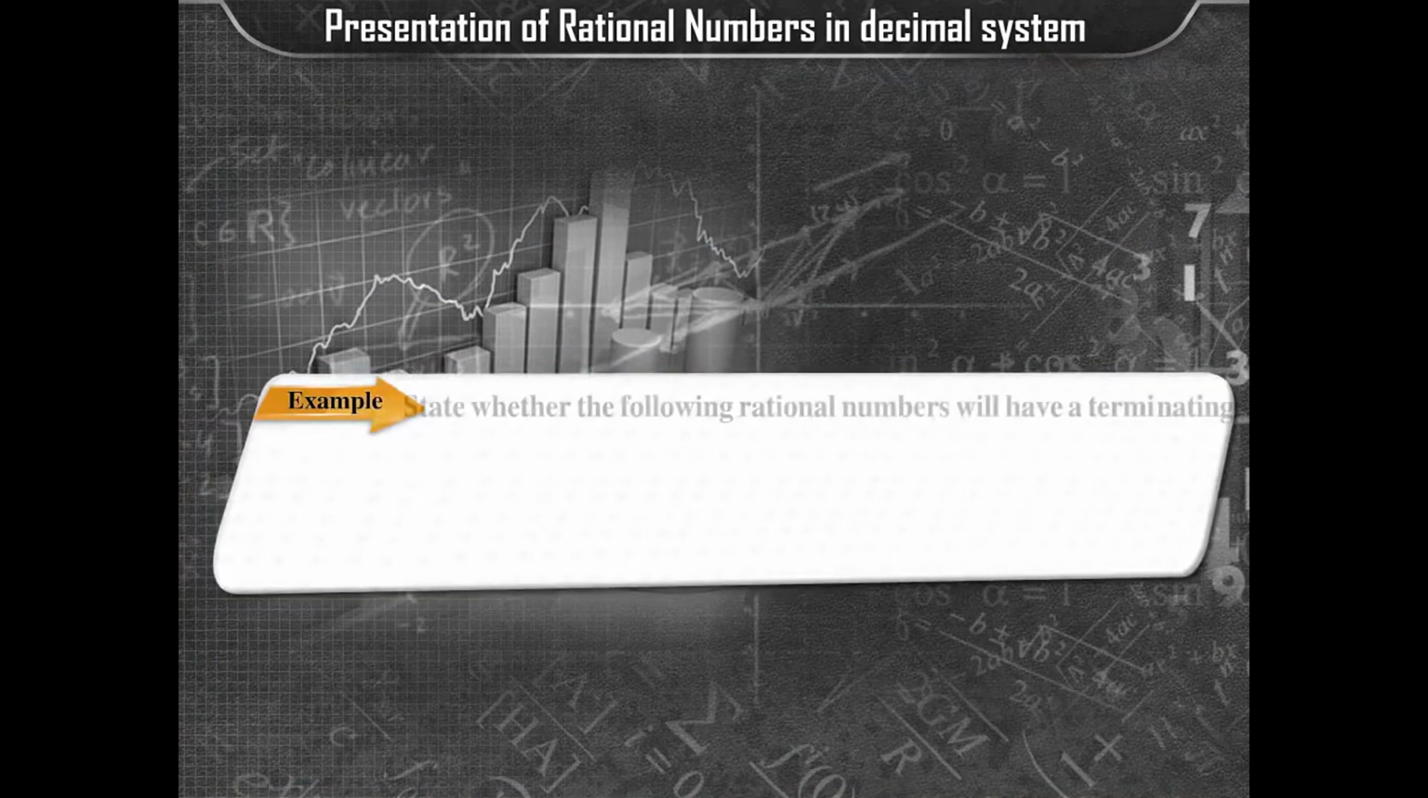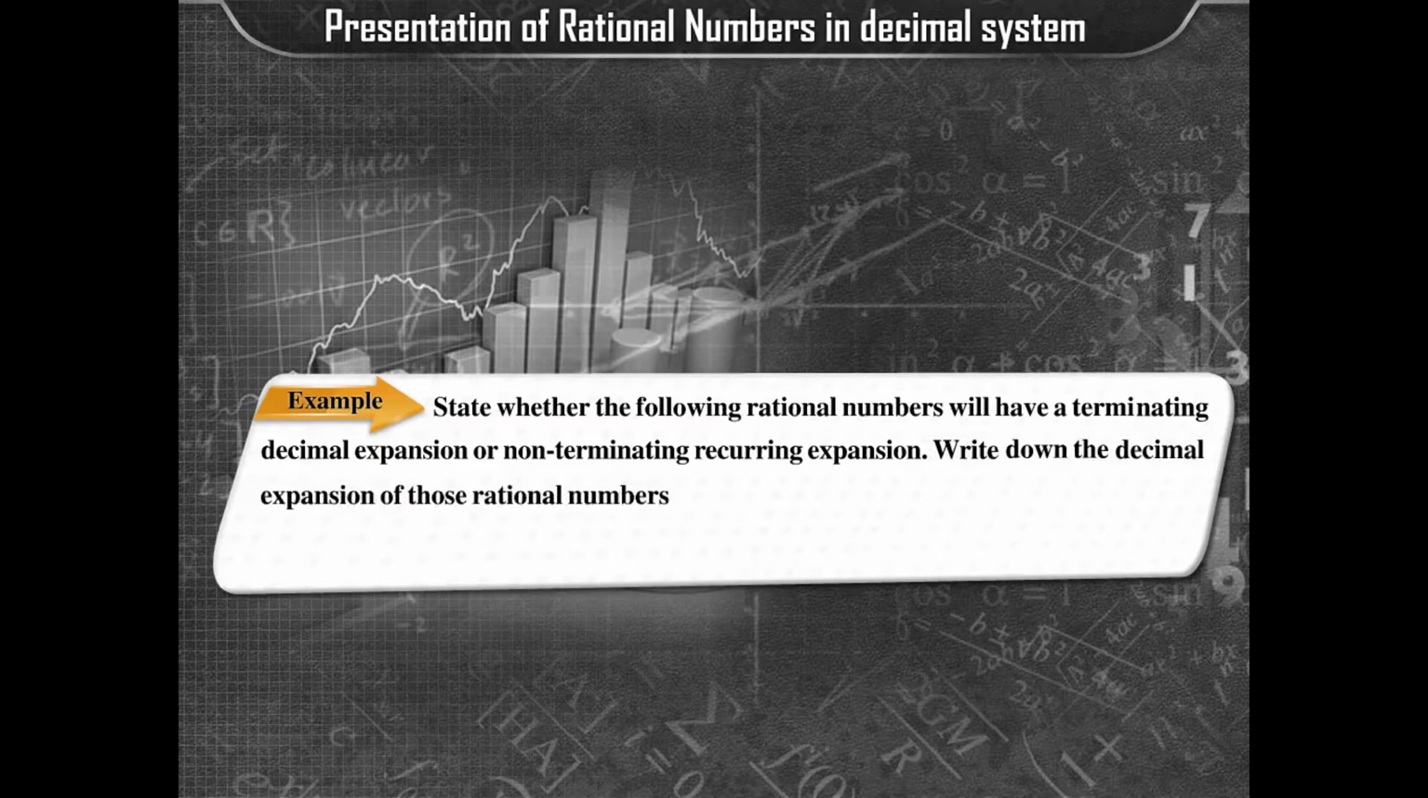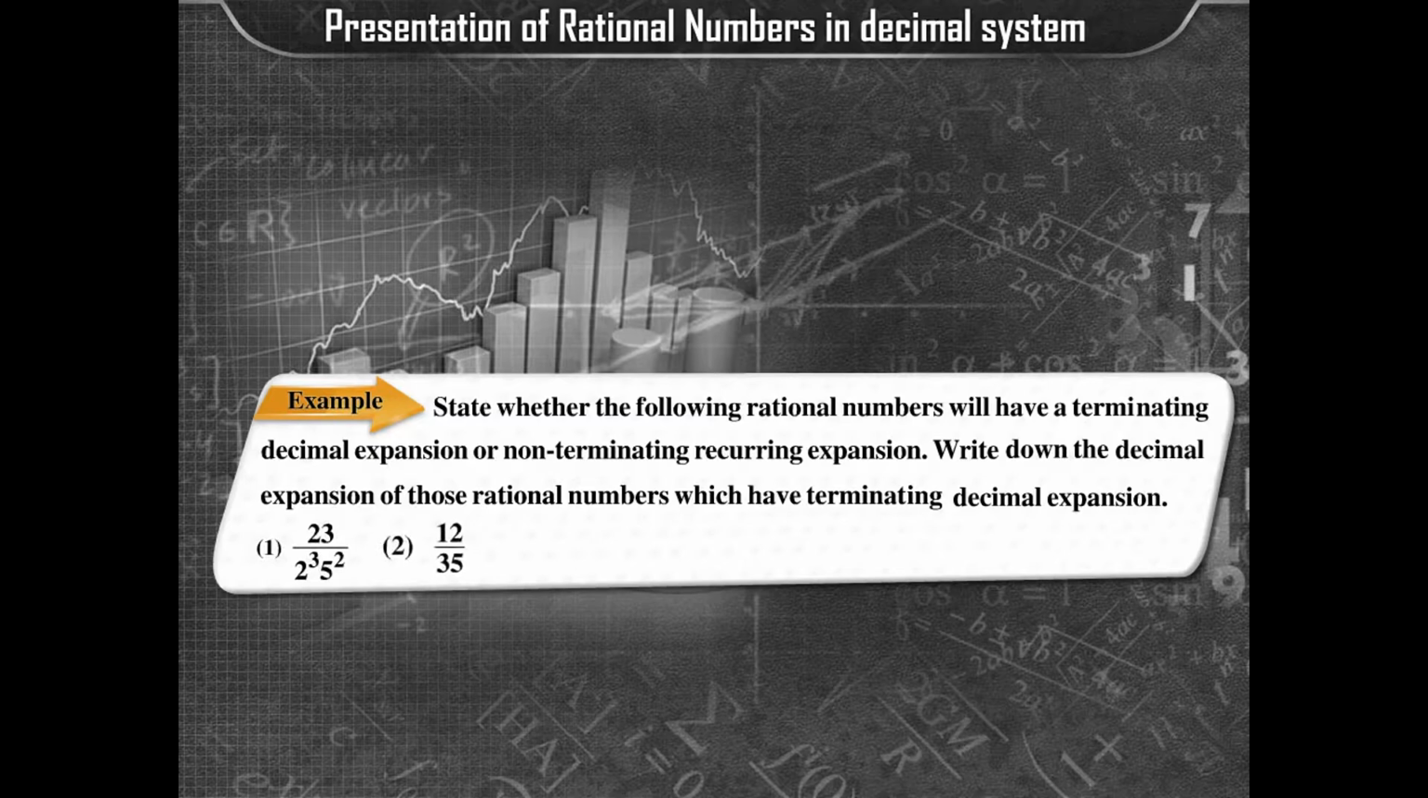Example. State whether the following rational numbers will have a terminating decimal expansion or a non-terminating recurring expansion. Write down the decimal expansion of those rational numbers which have a terminating decimal expansion. 1. 23 upon 2^3, 5^2. 2. 12 upon 35. 3. 337 upon 125.